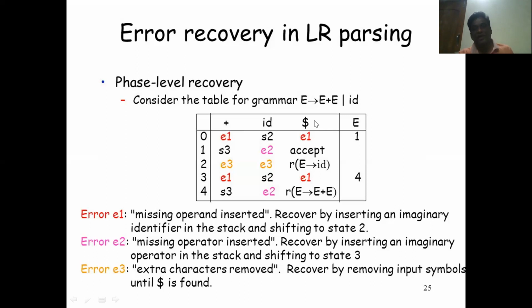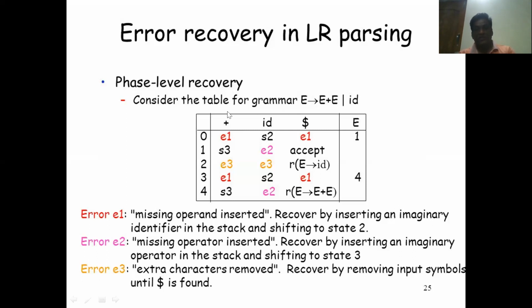So you can have any number of operands followed by operators. So after an operand, it should be an operator. Otherwise, the error will be identified as missing operator. After operator, it should be an operand. Otherwise, missing operand will be inserted. Okay, and if any other characters are identified, then they will be treated as extra characters. So any other extra character will be removed from the corresponding string.